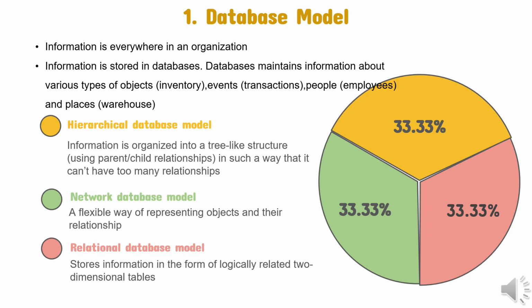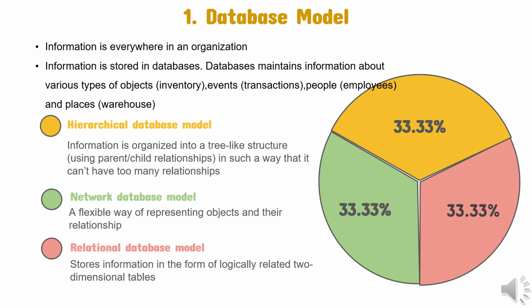As introduced, information is everywhere in an organization. Information is stored in databases. Databases maintain information about various types of objects, which are inventory, events, which are transactions, people, which are employees, and also places, which are warehouses.